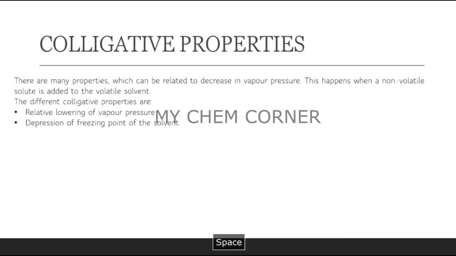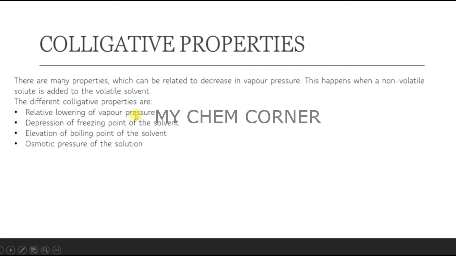Before we move into detail, there are different types of colligative properties that we learn in this particular syllabus. The first one is relative lowering of vapor pressure, then depression of freezing point of the solvent, elevation of boiling point of the solvent, and osmotic pressure of the solution. These are the four different types of colligative property that we will learn in detail.